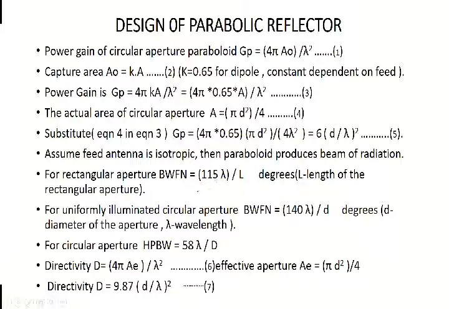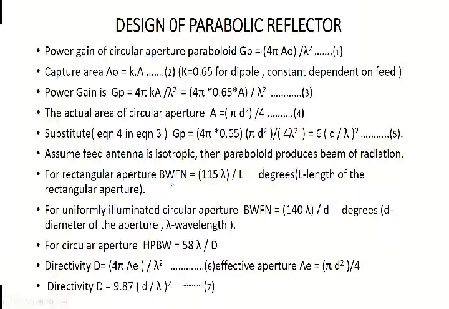Now let us assume that the feed antenna becomes isotropic. It is a very important condition. We know that the isotropic antenna is the reference antenna. So sometimes we assume that the feed antenna is isotropic. So the paraboloid produces a beam of radiation with either a rectangular aperture or a circular aperture.